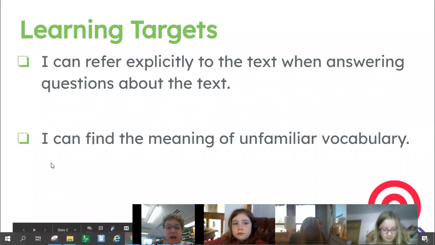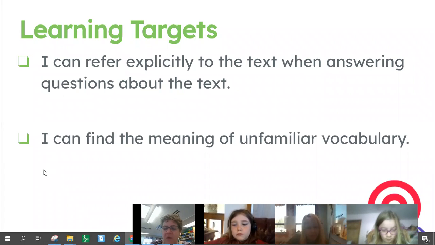Our second learning target is I can find the meaning of unfamiliar vocabulary. So today you're going to look at some vocabulary and you're going to go through all of the things we normally do when we do a close read. And I have a reminder of what that looks like. When you have a close read, when you look at something closely, you use all of those keys and all those ways to figure out what that vocabulary means.